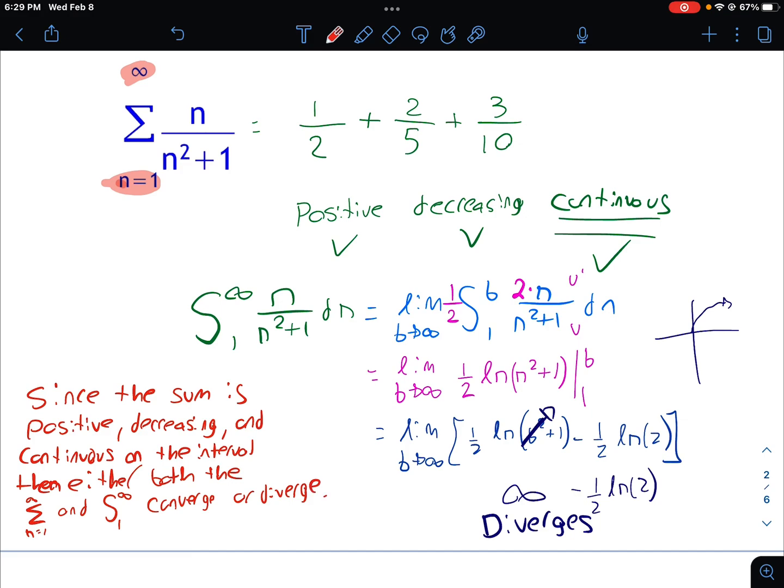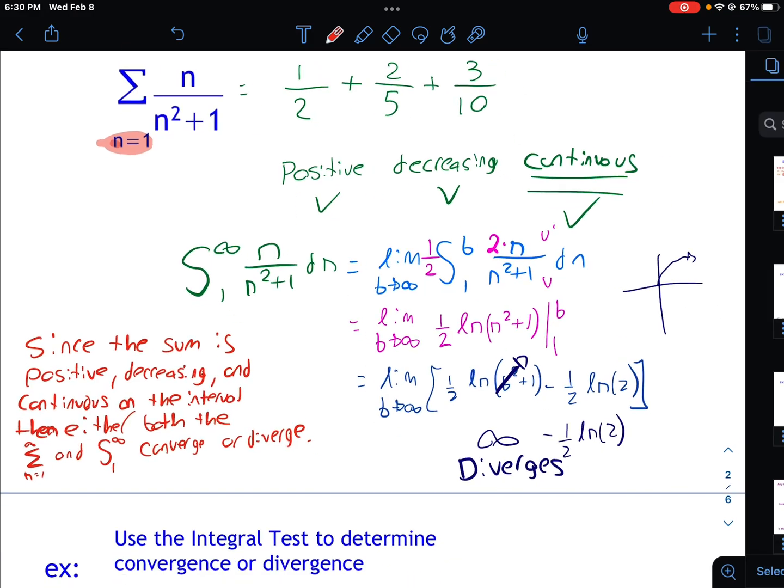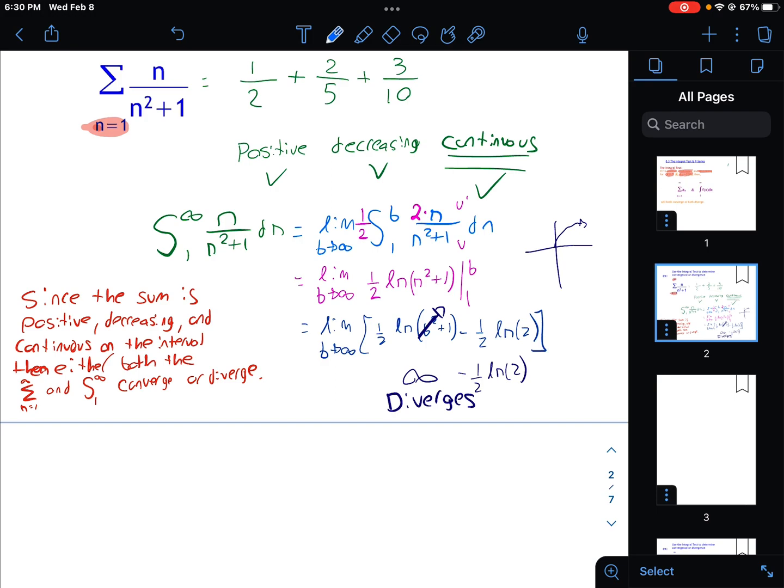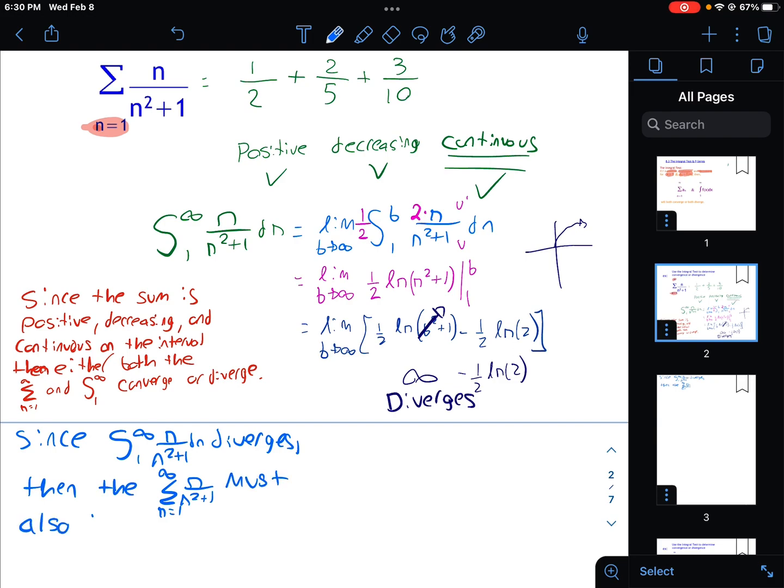Okay, I'm just explaining kind of what we need to know from the prior section. I'm going to add a little page here. And then what you guys really just have to write is, since the integral from 1 to infinity of n over n squared plus 1 diverges, then the sum from n equals 1 to infinity of n over n squared plus 1 must also diverge by the integral test.